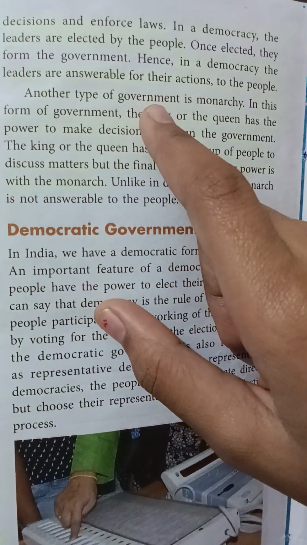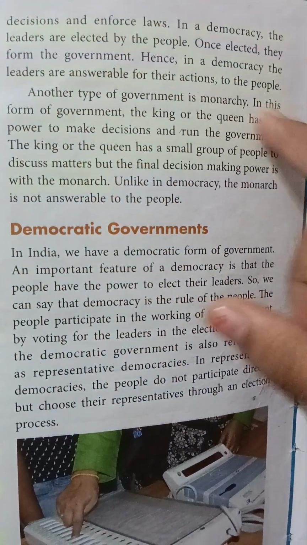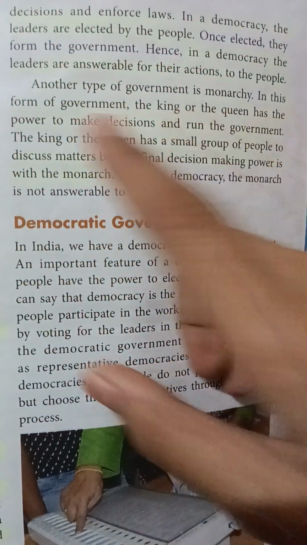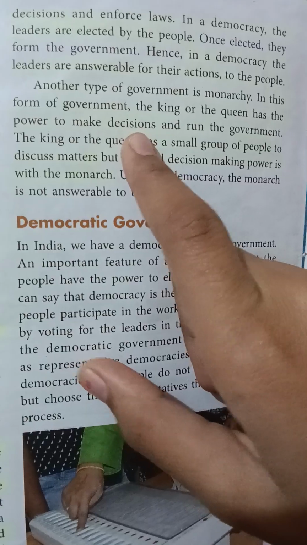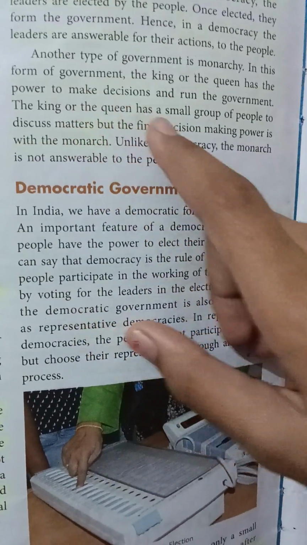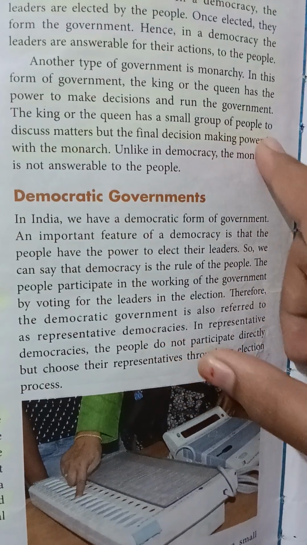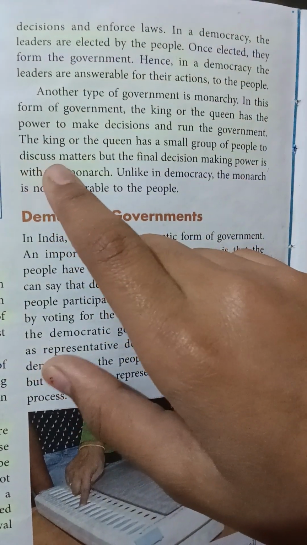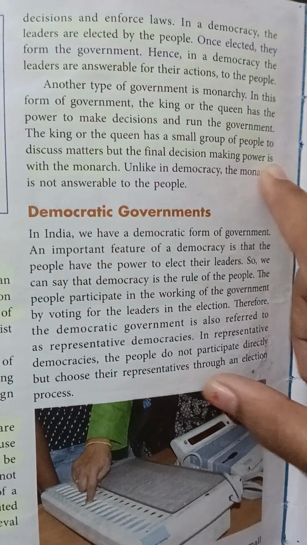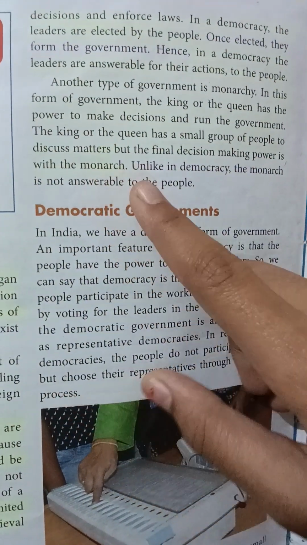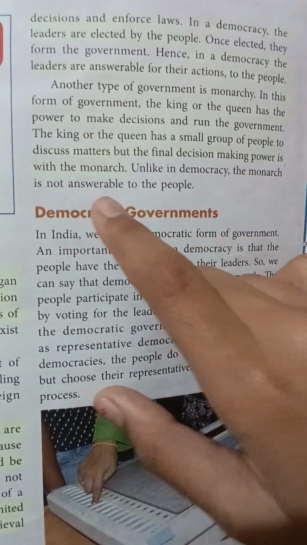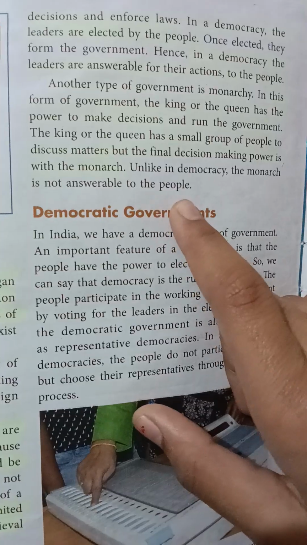Another type of government is a monarchy. In this form of government, the king or the queen has the power to make decisions and run the government. The king or the queen has a small group of people to discuss matters, but the final decision making power is with the monarch. Unlike the democracy, the monarch is not answerable to the people.